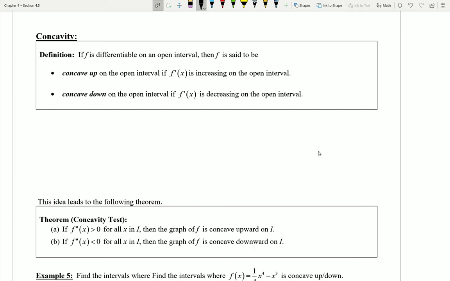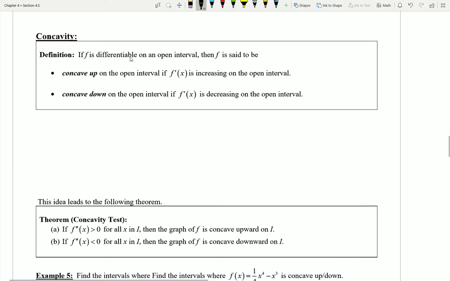Let's suppose that I know that on a given interval, I have a function that is increasing. Well, I can draw a function that's increasing that looks like this, but I could also draw a function that's increasing that looks like this. And these are very, very different shaped graphs. And so I may want to understand a little bit more about how my graph bends. And this is summarized in the idea of what we call concavity. So let's take a look at what we have over here.